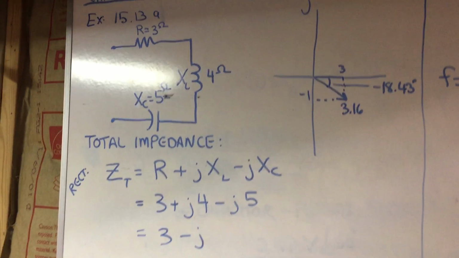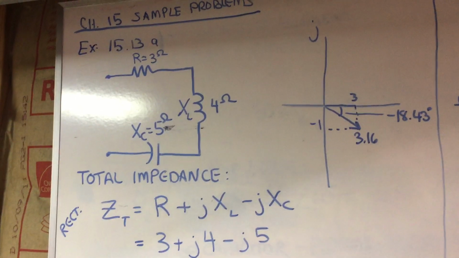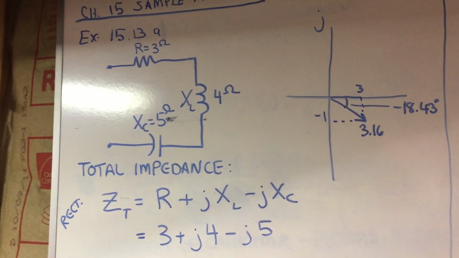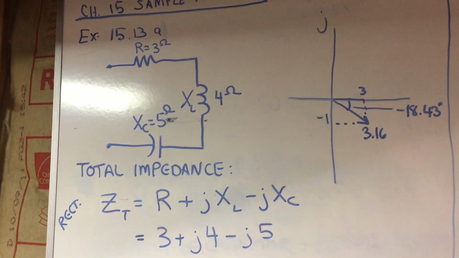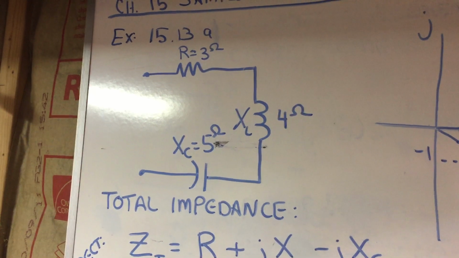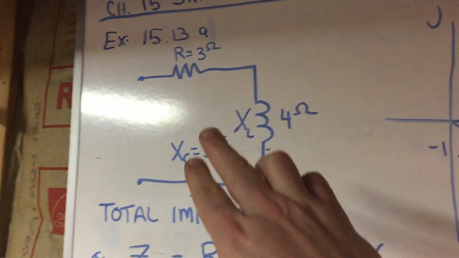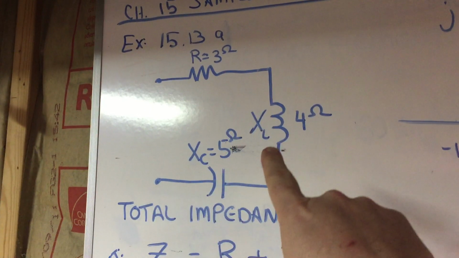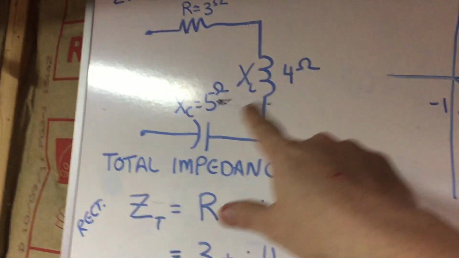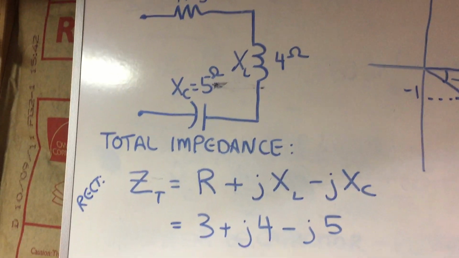Alright guys, this is example 15.13a and c. Okay, so 15.13a starts off with this circuit here, resistor, inductor, capacitor, and it gives you the two impedances.